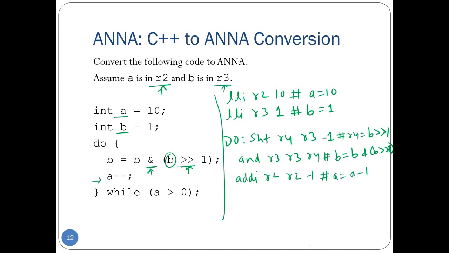Now the last thing we have to do in this code is we need to check whether we should go back and repeat the loop starting from the do statement. So to do that, we should check whether A is still greater than 0. So A is in R2, we simply use BGZ. We'll say BGZ R2. If this is correct, then simply jump to do. Okay, and the last statement here is simply halt.